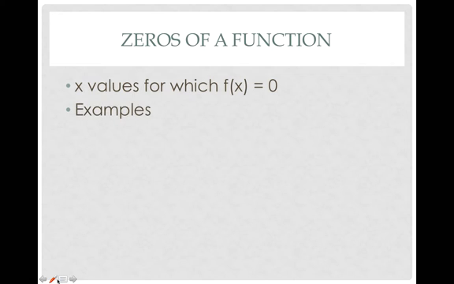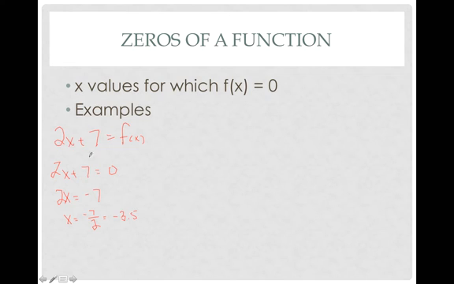So let's take a look at an example. If I was to just start with a simple linear example, let's call it f of x equal to 2x plus 7. I want to find the zeros of my function. That means I'm going to set 2x plus 7 equal to 0, and I'm going to solve for x. So I get 2x is equal to negative 7, and then x is equal to negative 7 over 2, which is the same as negative 3.5.